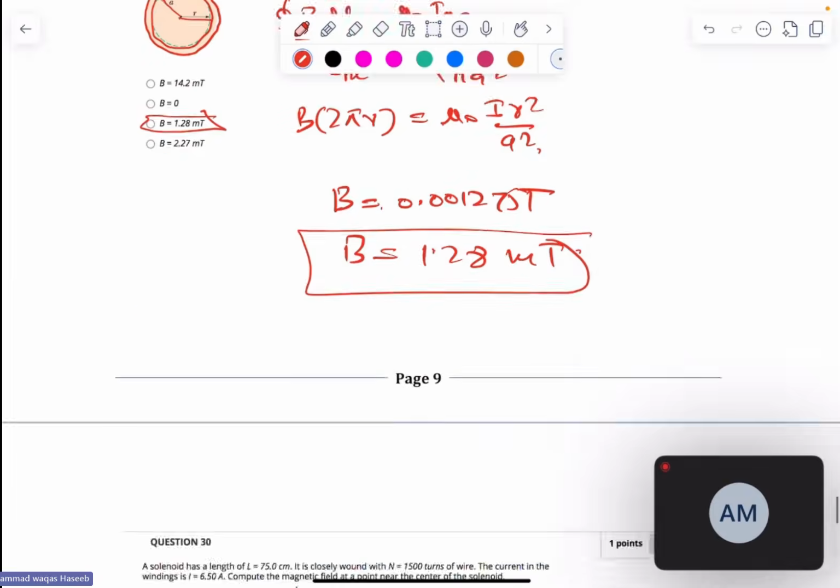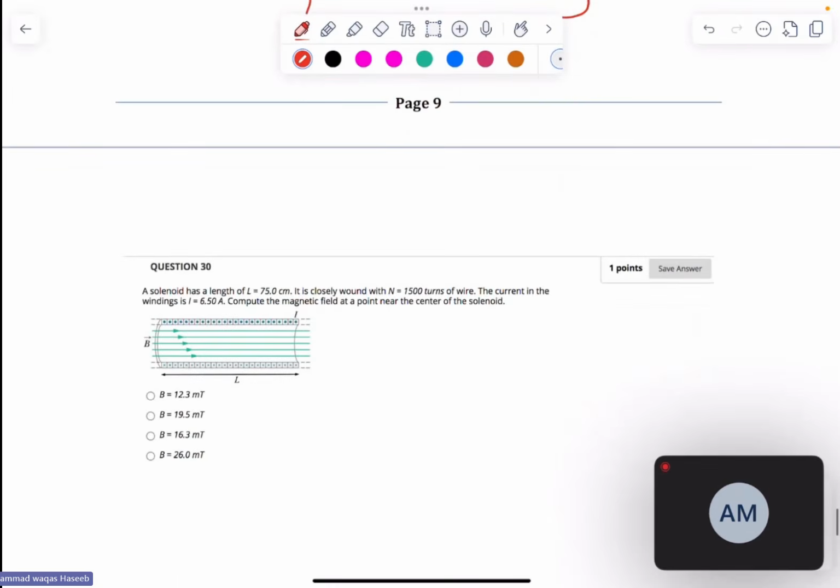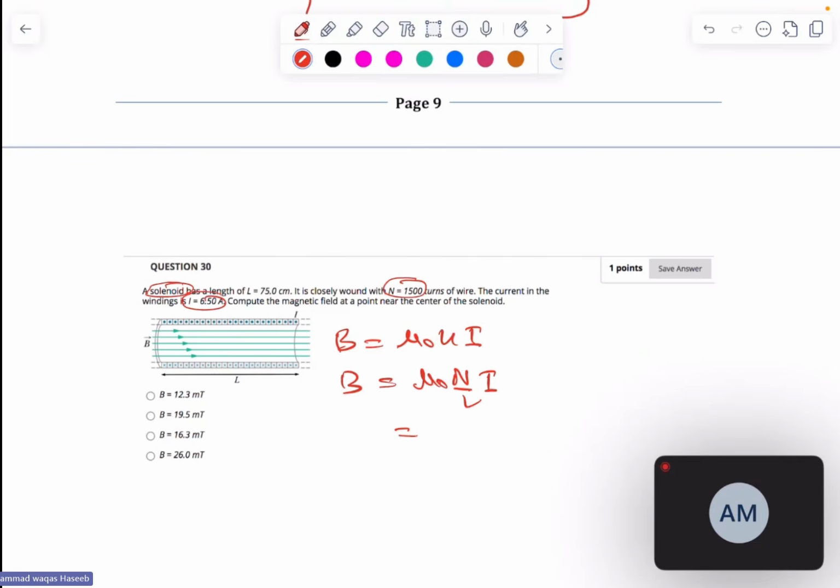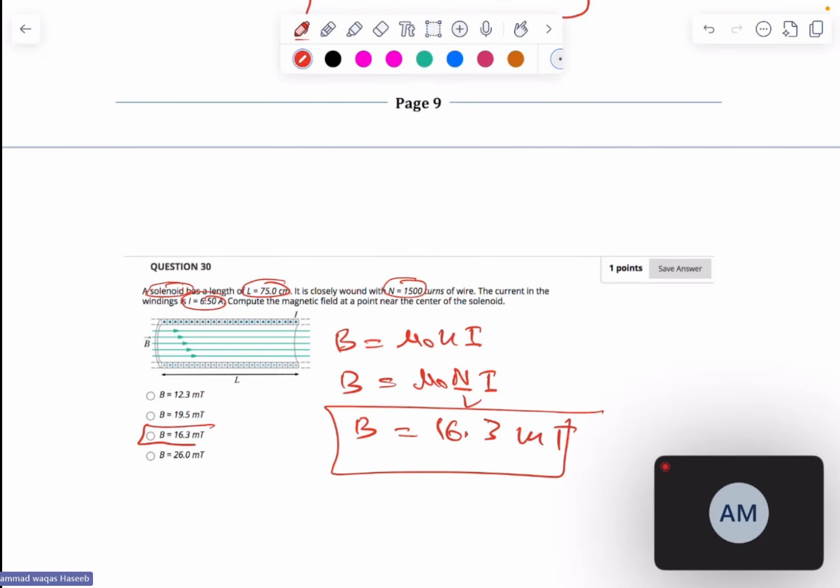And the last question, which is also an easy question, is a solenoid. The magnetic field for a solenoid is mu naught N I over L. So you have the number of turns N, current I, and length L. When you substitute the values, 16.3 millitesla will be your answer.